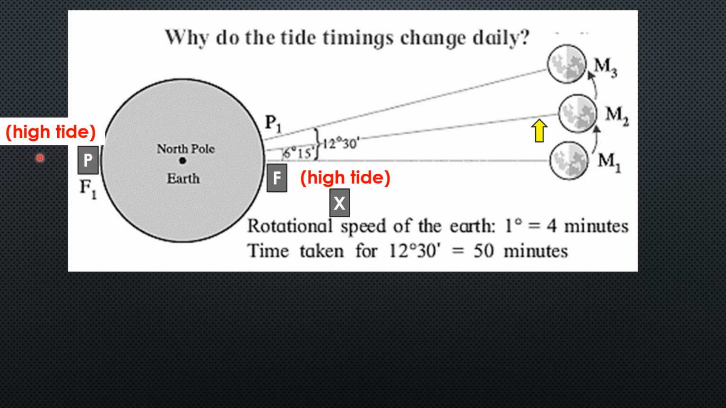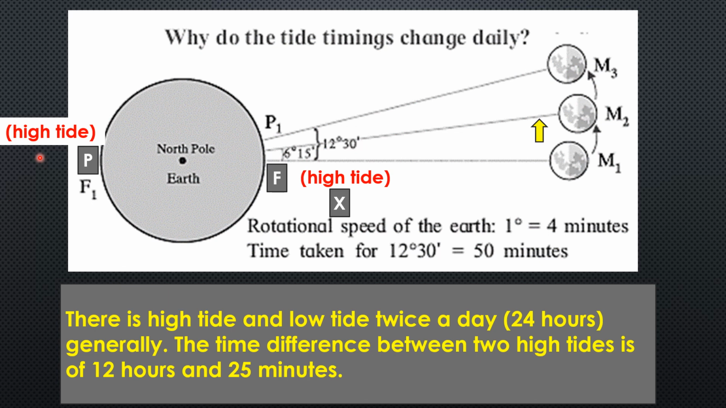Then later again, after 12 hours and 25 minutes, point P1 will experience a high tide, and opposite to it, point F1 will also experience a high tide. So in this way, daily the earth faces two high tides and two low tides. The time between two high tides and two low tides is 12 hours and 25 minutes.